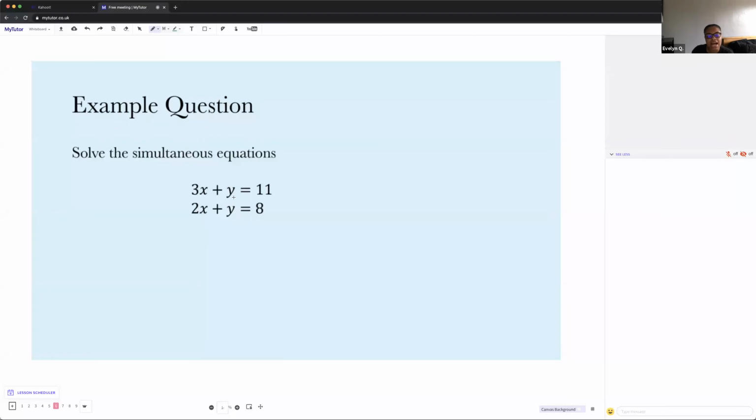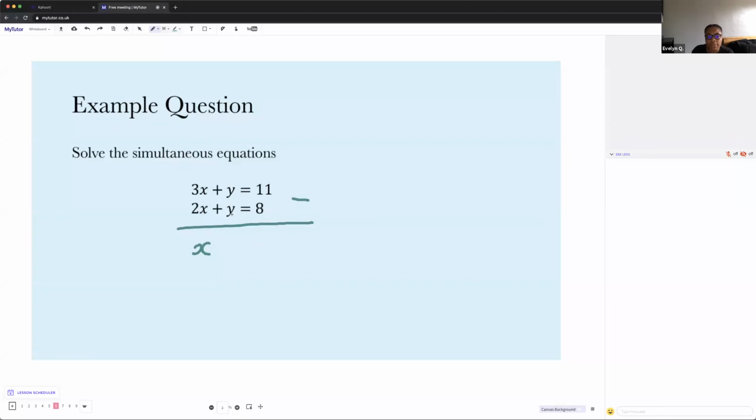The next thing, I have to remember to either add or subtract because I want to eliminate them. Now, in this case, I'm going to subtract them because y minus y gives me 0. I want to eliminate one of my letters so it's easier to solve. So I'm going to do the top equation minus the bottom equation. So we've got 3x minus 2x. 3 minus 2 is just 1, so we get 1x, and we write that as just x.